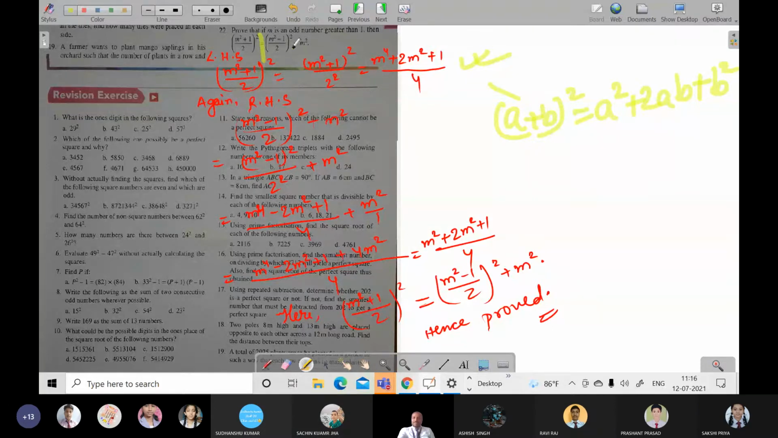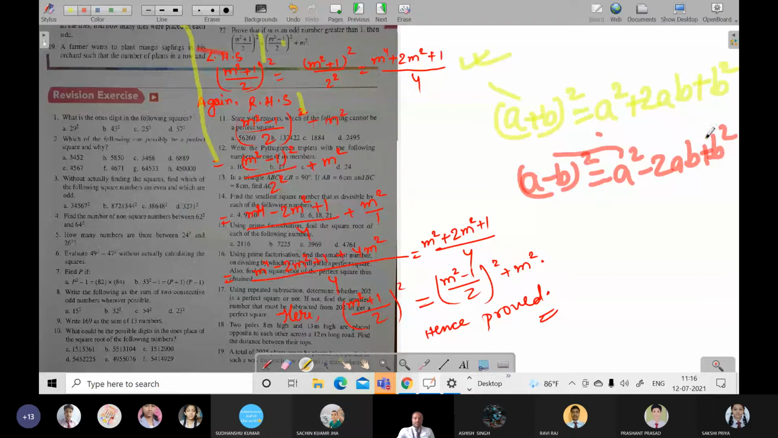In the same way in the RHS, here also we had applied the (a minus b) whole square formula. And in the (a minus b) whole square formula, what will happen? (a minus b) whole square is equal to a square minus 2ab plus b square. So of course here minus 2m square comes, and then of course there was m square by 1. So the fraction addition is done by taking the LCM of 4 and 1, that is 4.